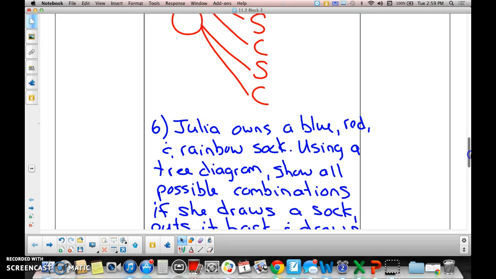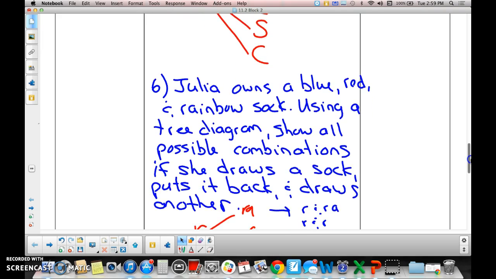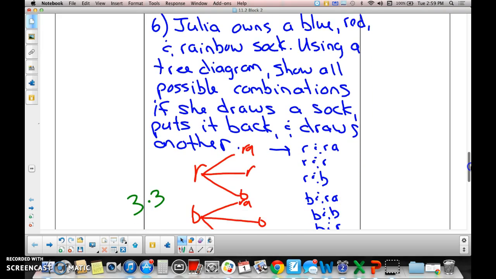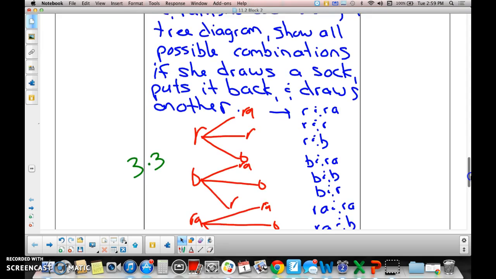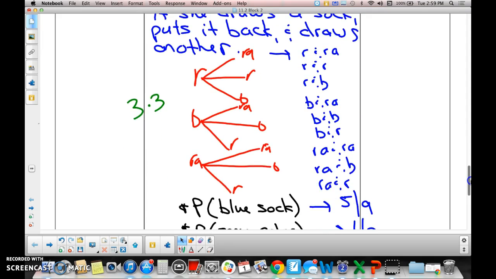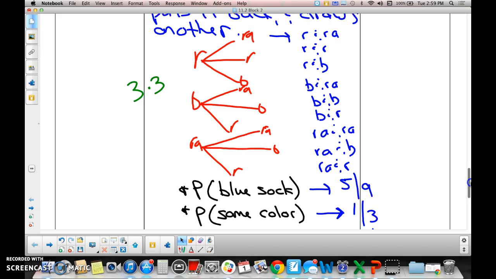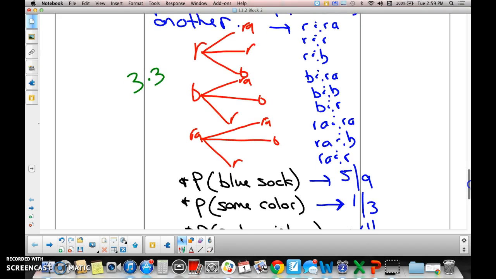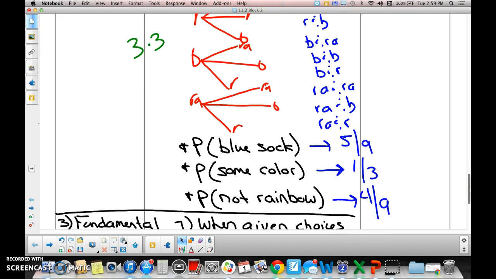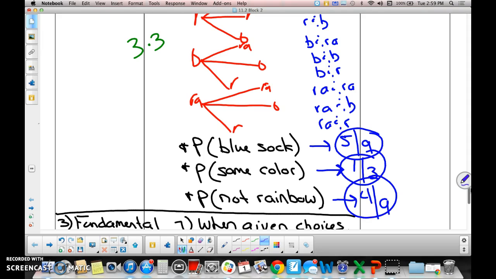Julia loves socks. We had Julia drawing socks out of her drawer, then putting the sock back and drawing again. And we figured out all the different combinations that Julia could draw when picking socks. And then we actually did some math. What is the probability she'll draw a blue sock? What is the probability she'll draw a sock of the same color? And what is the probability she'll draw a sock that is not rainbow in color? Okay, so far so good?